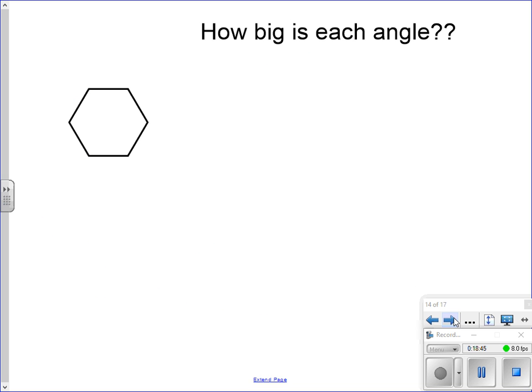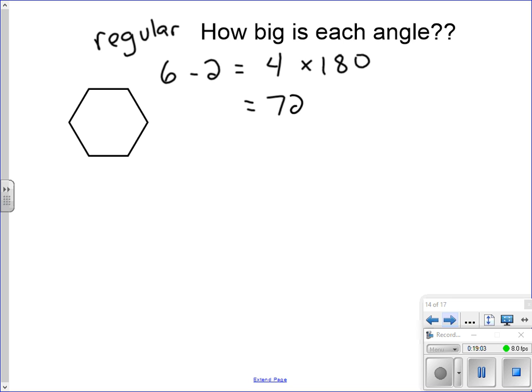So once again, if you had a 6-sided regular, remember it has to be regular for them to be all equal, you would take 6 sides, subtract 2, which is 4, times that by 180, which is 720. That would be the total of all of them, and then divided by how many corners there are. And on a 6-sided shape, there are 6 corners. And they're all identical, so I would simply divide 720 by 6. And each angle is 120 degrees. So all of these are 120 each.